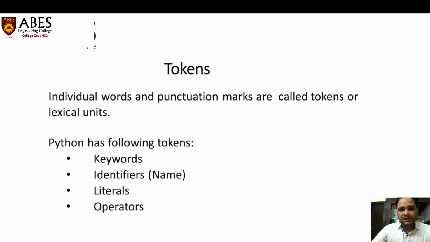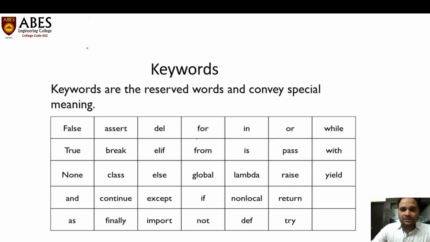Individual words or punctuation marks are collectively known as tokens, or we also call these tokens lexical units. And in Python we have different types of tokens, such as keywords, identifiers, literals, and operators. In coming lectures we will cover all those tokens in different ways. So the very first token is a keyword.